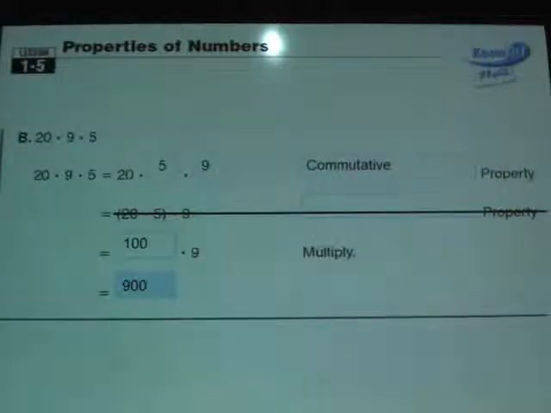Here's 20 times 9 times 5. Well, I don't want to do 20 times 9 because, while it's not that difficult of a question, it doesn't leave me something easy to work with at the end.